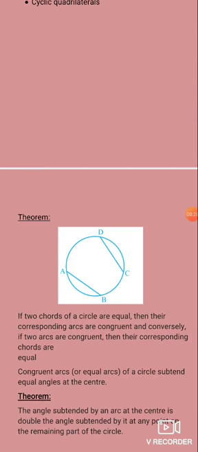Dear students, now some other theorems or properties related to the circle. So listen carefully. If two chords of a circle are equal, so in this figure AB and CD are two chords, then their corresponding arcs are congruent. So the arcs made by those two chords are also congruent or equal. Conversely, if two arcs are congruent, then their corresponding chords are equal.